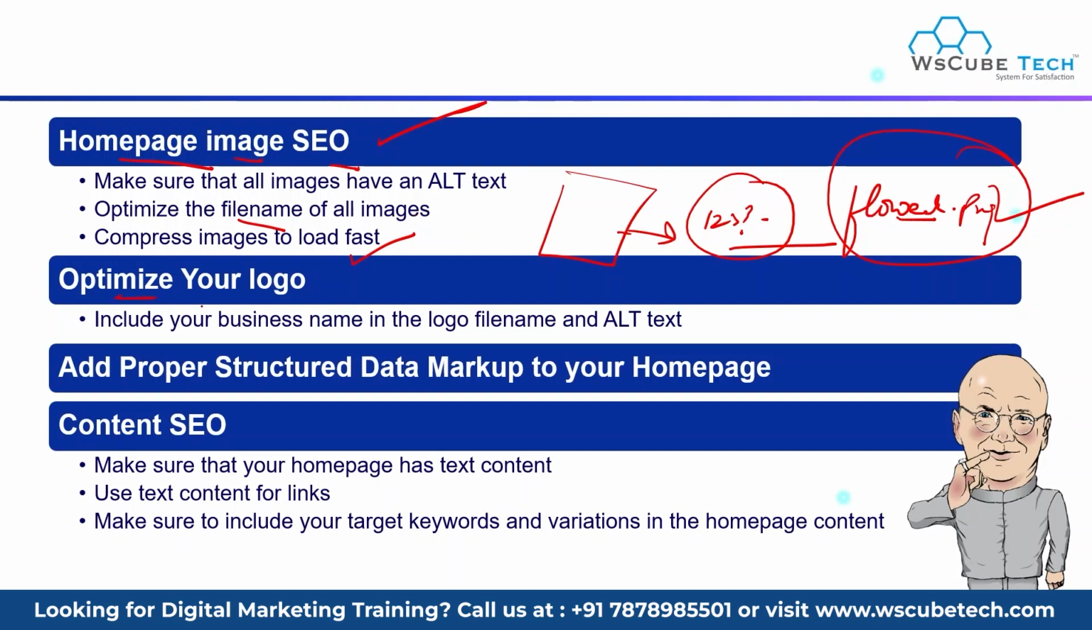Next we have optimize your logo. Logo is most important in the case of homepage SEO. In that case, you have to take care of your alt text and your file name. Whatever your website is about, you have to write that particular name as the file name, instead of adding non-readable characters. Then you have to mention alt text, and in the case of alt text, you have to mention your targeted keyword.